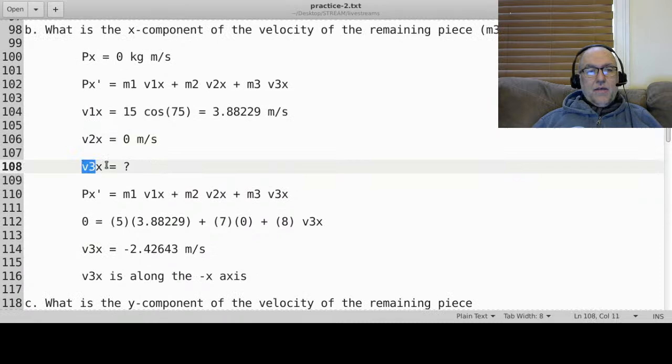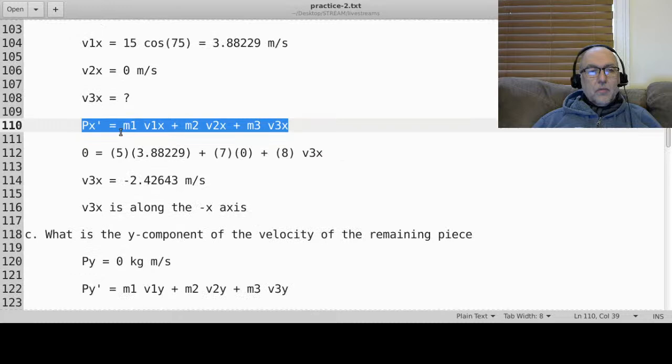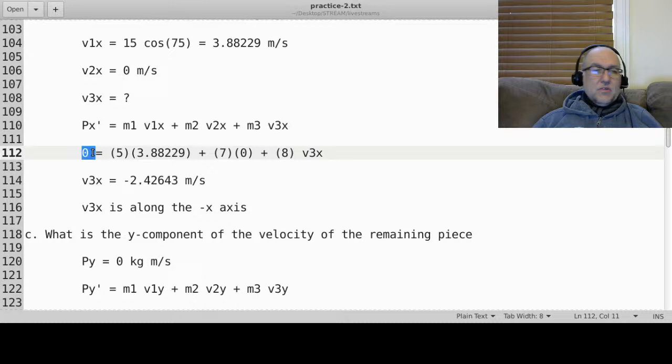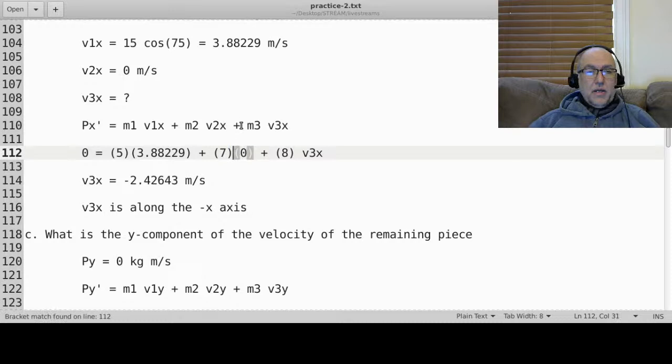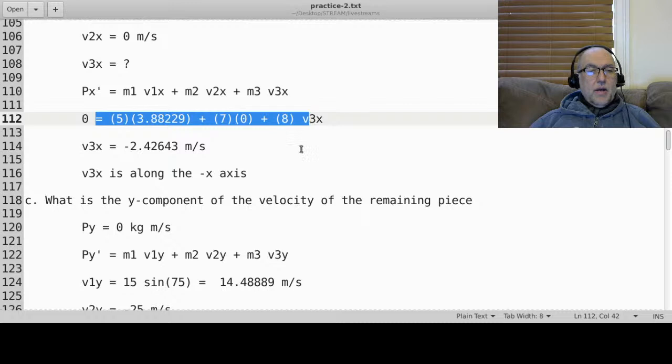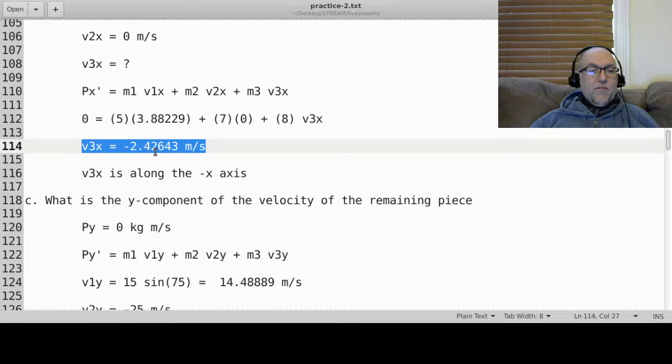Just repeating that down here, when we substitute in the numbers, the x component of the momentum after is still zero, because momentum is conserved: if it's zero before, it has to be zero after. It's going to be 5 times the x component of V1, which we just found was 3.88229, and then M2 is 7, V2x is 0 because the 7 kilogram is moving purely along y, M3 is 8, and V3x is what we're solving for. Just jumping to the answer, because this is a pretty trivial formula to solve, that turns out to be negative 2.42643 meters per second, which I would round off, of course. So there's your V3x, and it is along the negative x axis as expected.